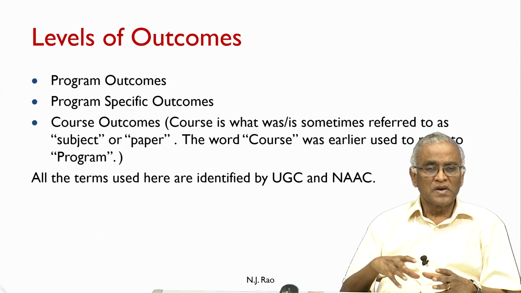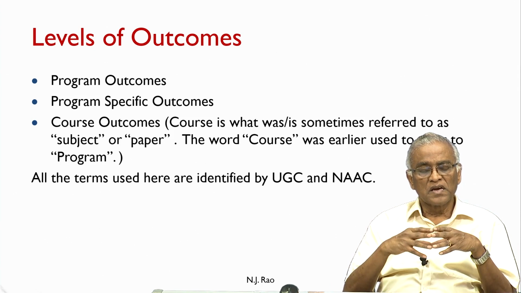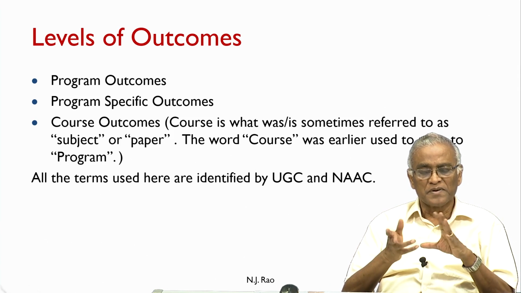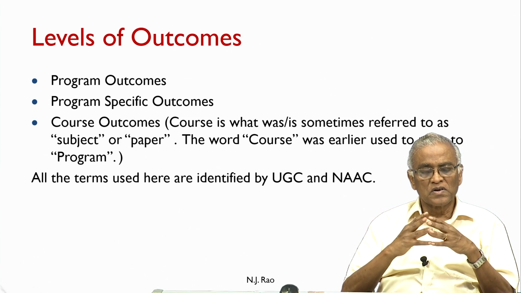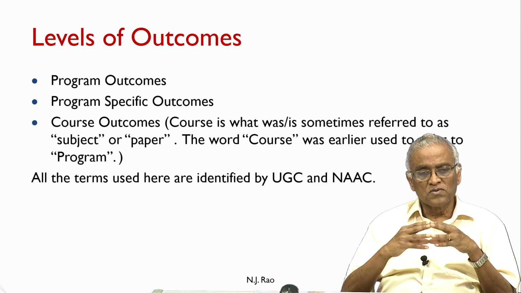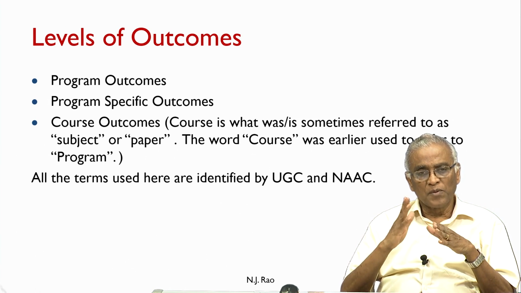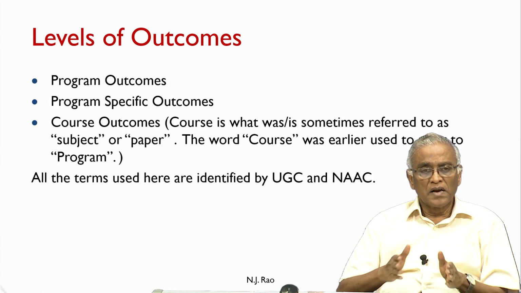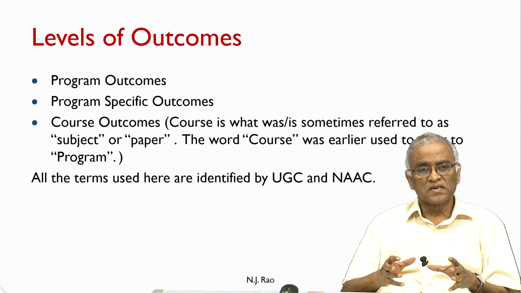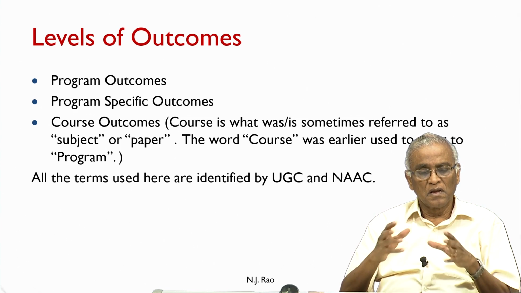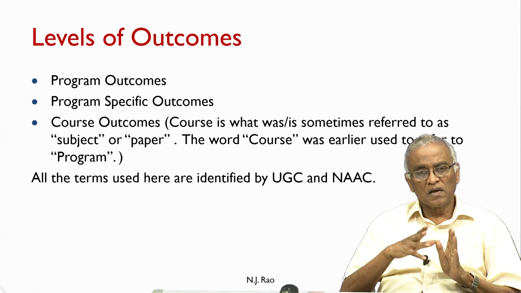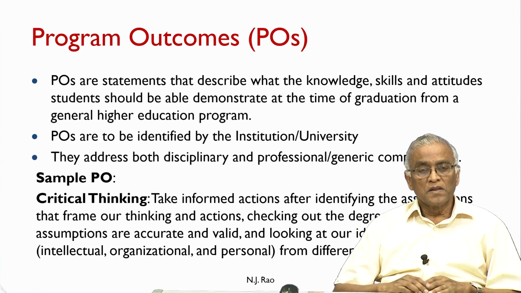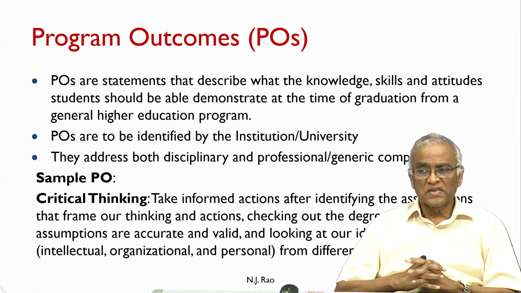Then every program has several courses. Once again, the course here was earlier being referred to as a subject or paper. They were loose words, but the word to be used is course. That means a program has several courses, and each course should have a set of defined outcomes, and these words are as defined by UGC and NAC. Now let us quickly go through these three types of outcomes.